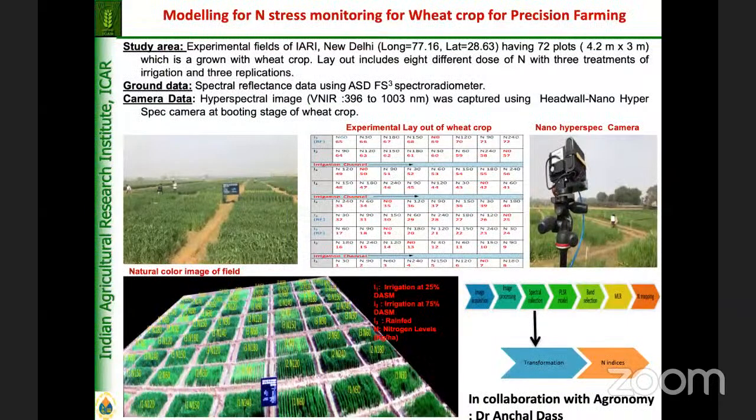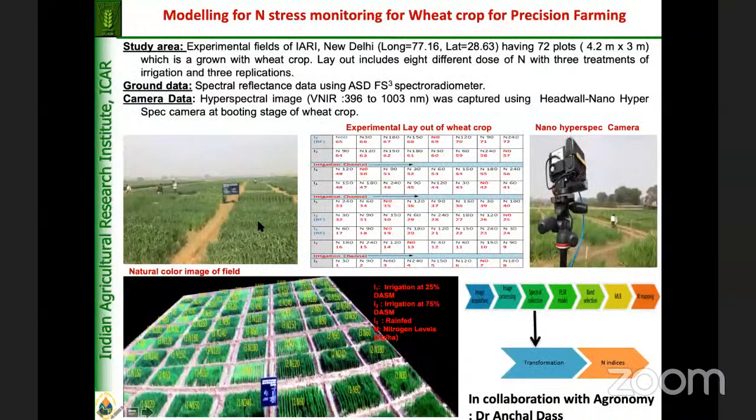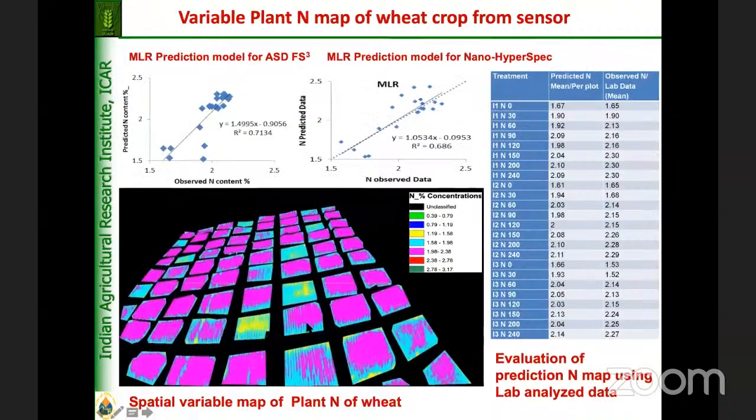And this is again for nitrogen, where a differential treatment is given for the nitrogen, and you have captured the data. You see the differential colors within no time. From a raw image like this, which is the actual field that the drone captured, this is the nitrogen map you could generate. And you can see how the nitrogen changes take place.